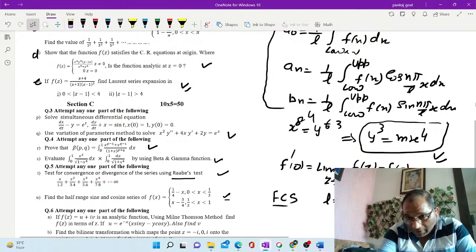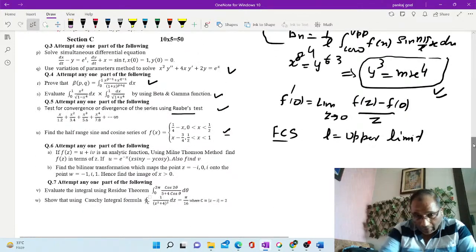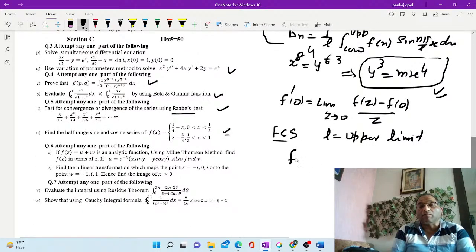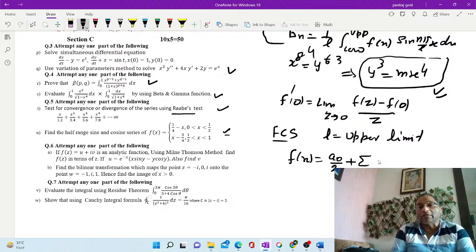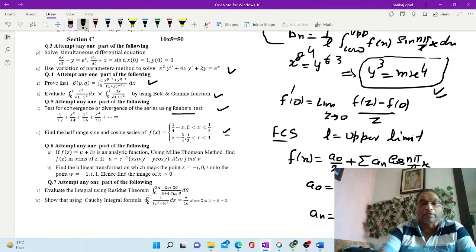And the formula for this one is f(x) equal to only the first two parts. f(x) is a naught by 2 plus sigma of an cos(n pi x upon L). And the value of a naught will be equal to 2 upon L, integral 0 to L, f(x) dx, and an will be equal to 2 upon L, integral 0 to L, f(x) cos(n pi x upon L) dx. You can write this one.